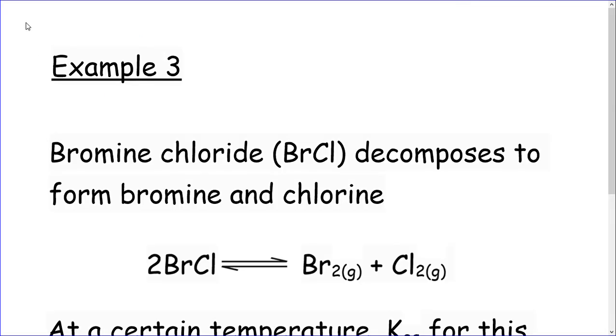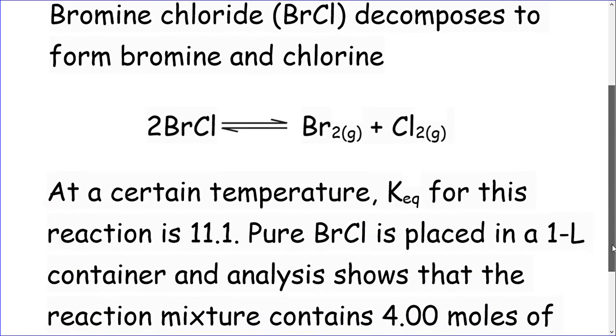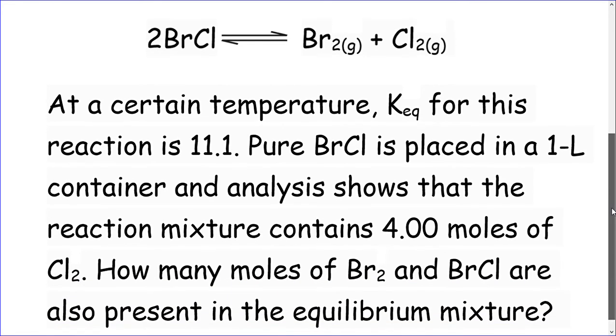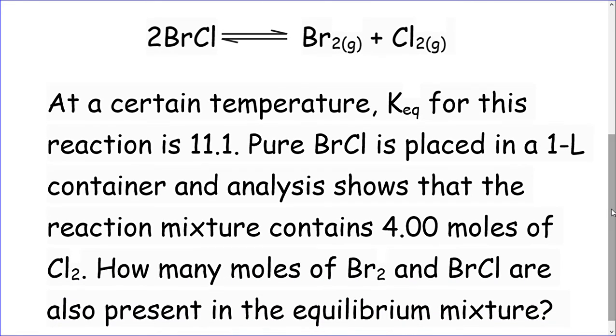So let's run through one more example here. We have bromine chloride, which decomposes to form bromine and chlorine. And here we can see our equation: 2BrCl gives Br2 and Cl2. At certain temperatures, the KEQ for this reaction is 11.1. So pure BrCl is placed in a 1 liter container, so there's our 1 liter mark again. And it shows that the reaction mixture contains 4 moles of Cl2. So how many moles of Br2 and BrCl are also present in the equilibrium mixture?